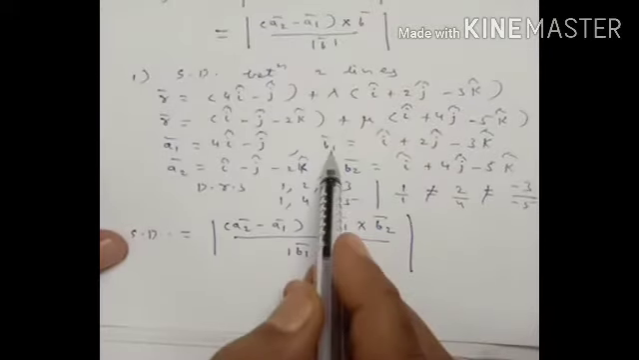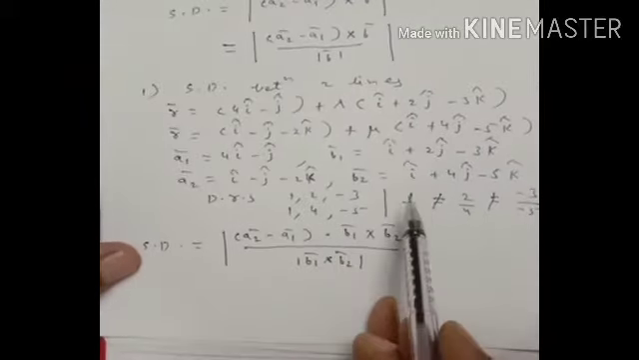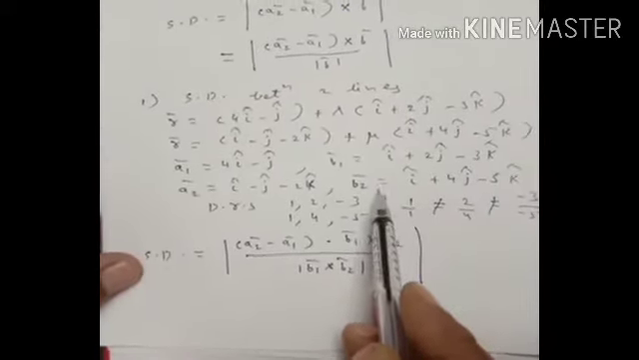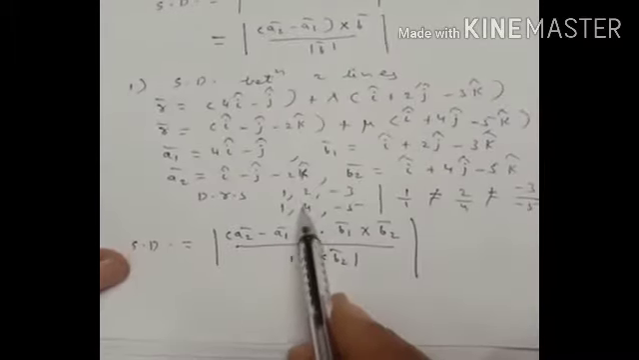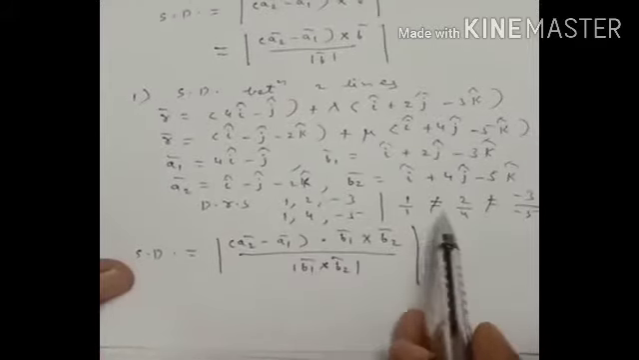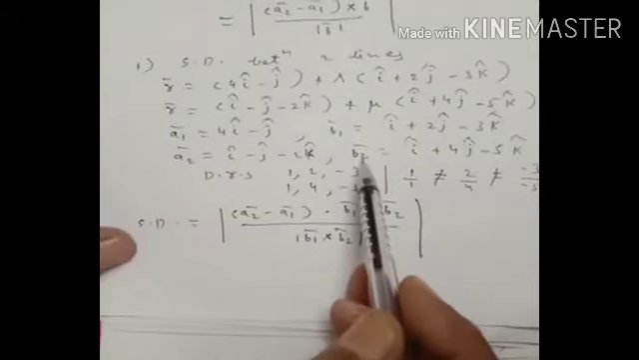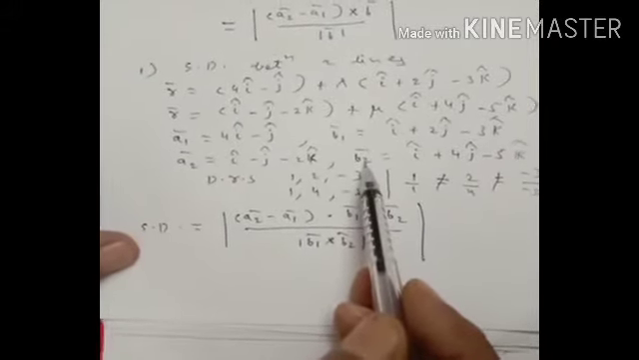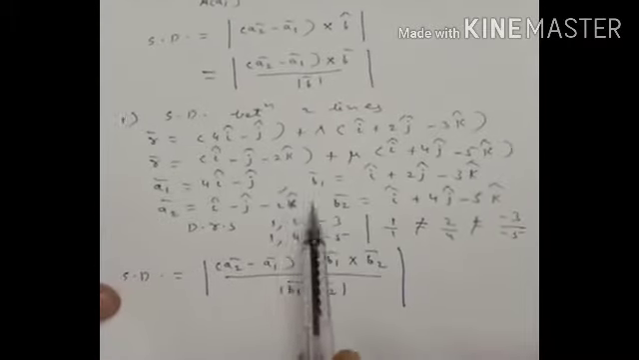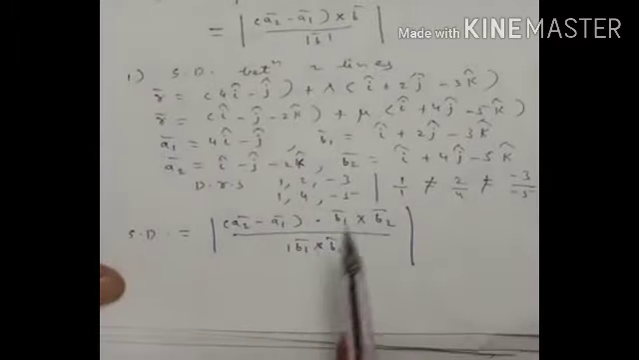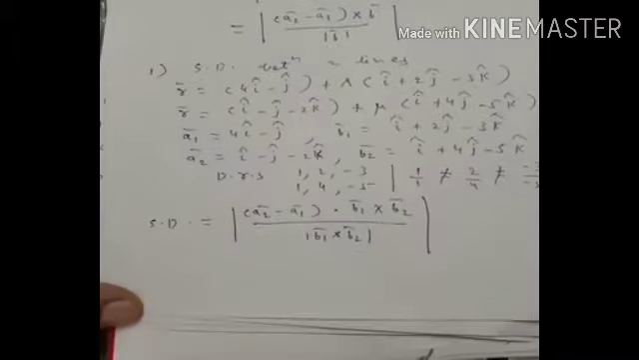Direction ratios of b1 bar are the coefficients of unit vectors i, j, k: 1, 2, minus 3. Direction ratios of b2 bar: 1, 4, minus 5. We can observe that the ratios of direction ratios are not equal. It means that b1 bar and b2 bar are not parallel to each other, which means the given lines are also not parallel. So they are skew lines, and we have to find the shortest distance between these two lines.